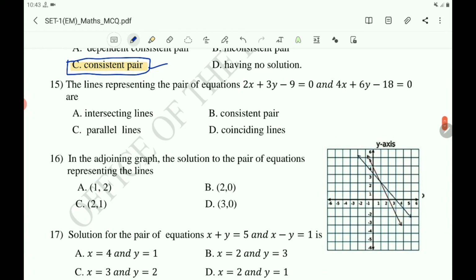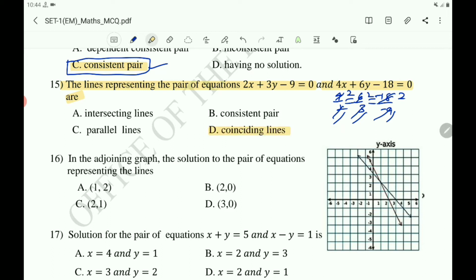Now you take the 15th question. The lines representing the pair of equations 2x plus 3y minus 9 equals 0 and 4x plus 6y minus 18 equals 0 are. Here you observe the coefficients. The coefficients are 4 by 2, 6 by 3, and minus 18 by minus 9. All are equal. Here you will get 2 ones are 2, twos are 4, 3 ones are 3, twos are 6, minus 9 ones are minus 9, twos are minus 18. So you got a1 by a2 equals b1 by b2 equals c1 by c2. So they are coincident lines. They are coinciding lines.